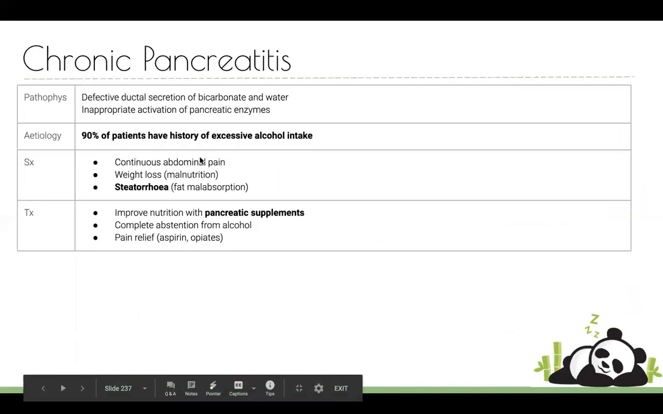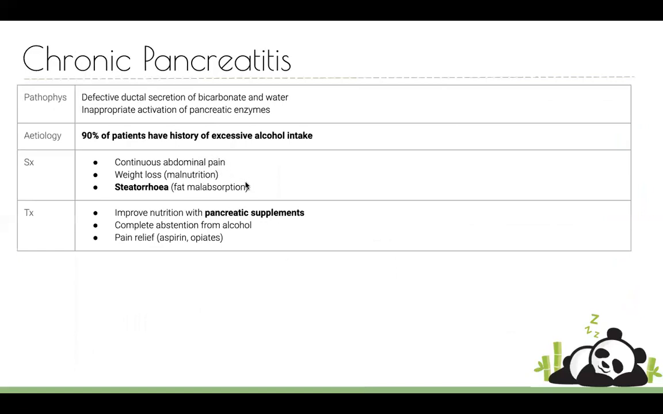Chronic pancreatitis gives you more of these chronic symptoms, like continuous abdo pain, and weight loss because of malnutrition, because you're not digesting things, because your pancreas isn't working well. Diarrhoea, again, because it's got your lipases, you're not digesting your fats, and so you get these loose, floating, pale, smelly stools. And treatment is usually pancreatic supplements. Don't let them drink, and give some pain relief.